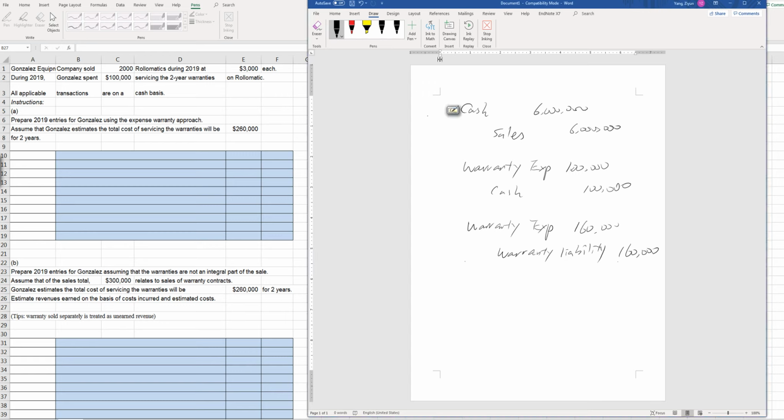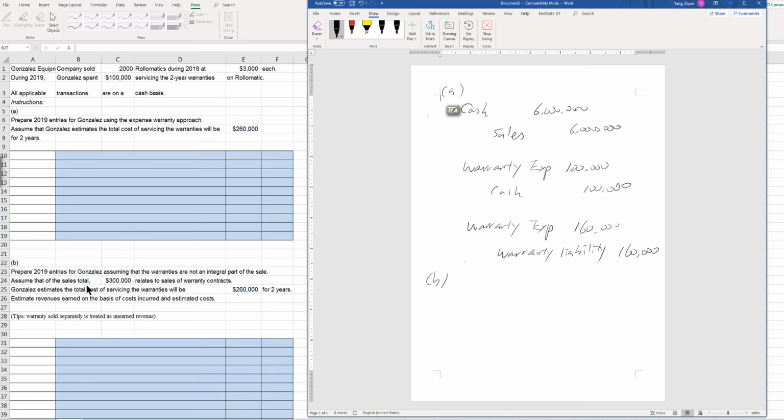And for part B, then we change the question a little bit. Okay, so we say that assume that the warranties are not an integral part of the sale, which means it's additional. The warranty was purchased by the customer. It's not part of the sale. So it's a typical service type warranty.